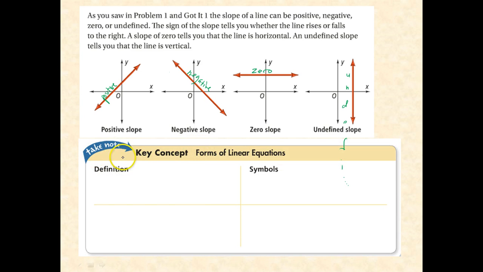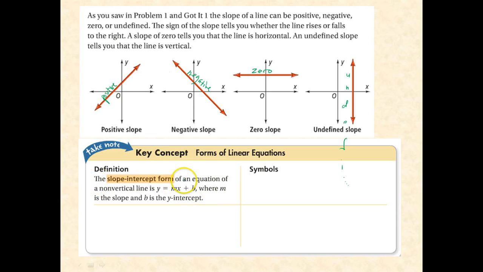Okay, so here's something for your notes. Slope-intercept form of an equation of a non-vertical line is y equals mx plus b, where m is the slope, so whatever number's in front of x is your slope, and b is the y value of the y-intercept. In this book it keeps saying that b is the y-intercept, but the y-intercept is actually the point 0, b. So b is the y value of the y-intercept. So y equals mx plus b, where m is the slope, and b is the y value of the y-intercept, which is the point 0, b.